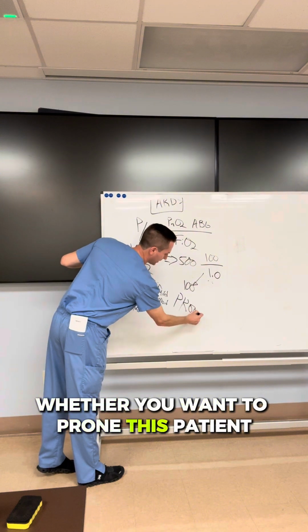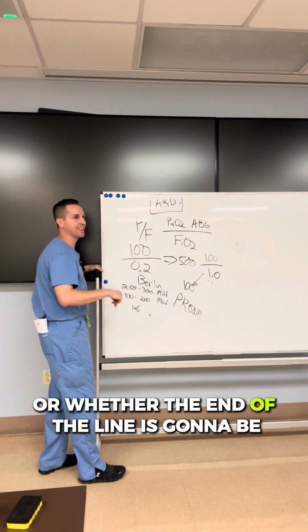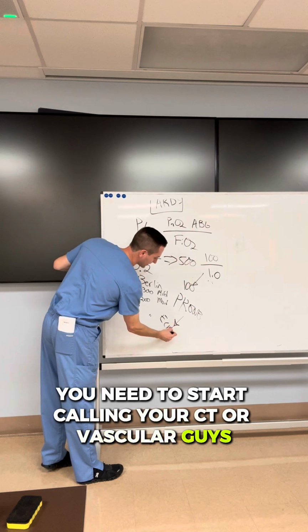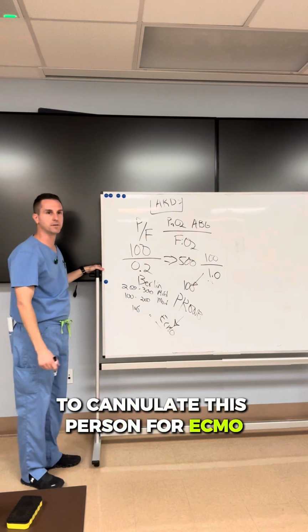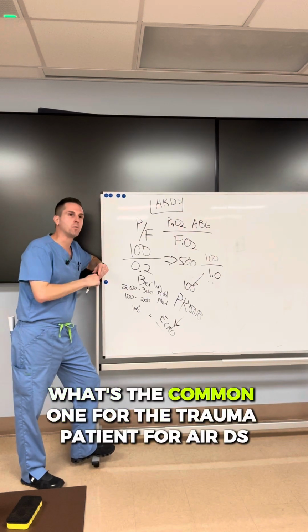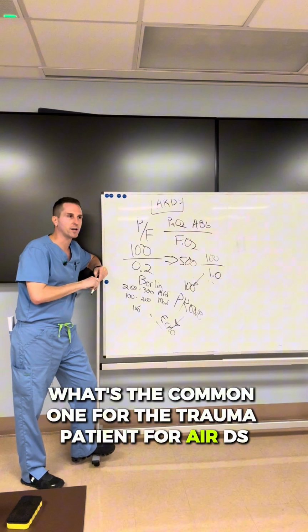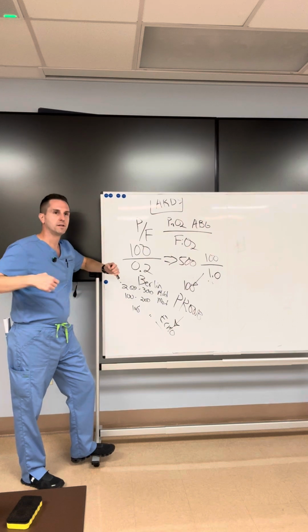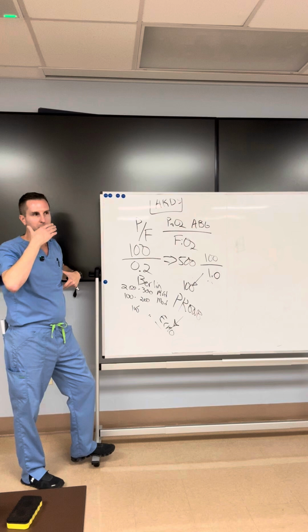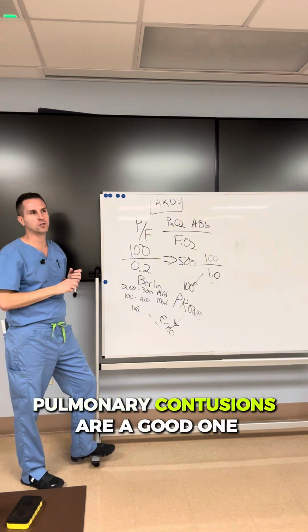Whether you want to prone this patient, or whether the end of the line is going to be you need to start calling your CT or vascular guys to cannulate this person for ECMO, okay? Because, oh, no one answered, what's the common one for the trauma patient for ARDS? I bruised my lungs really badly. Pulmonary contusion. Yeah, pulmonary contusions are a good one.